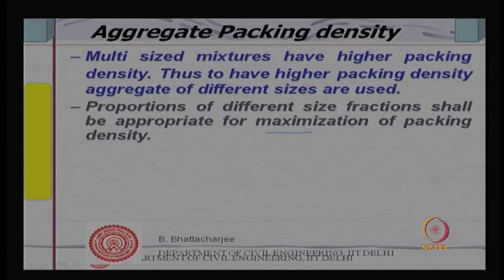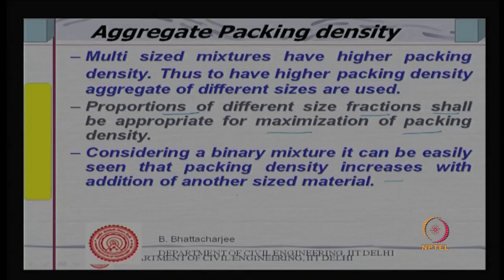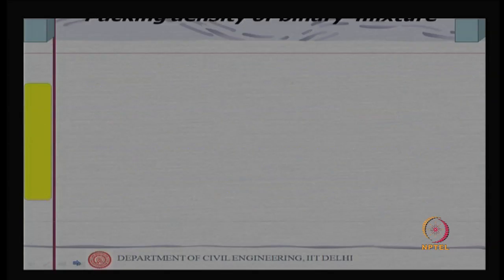So, maximization of the packing density is possible depending upon the proportions of each size fraction. Now, this can be explained very easily considering a binary mixture. Let us see how packing density increases with addition of another size material. We can understand this much more easily. Obviously, the degree of improvement depends upon size ratio, as I have already mentioned, and let us look into how it improves.